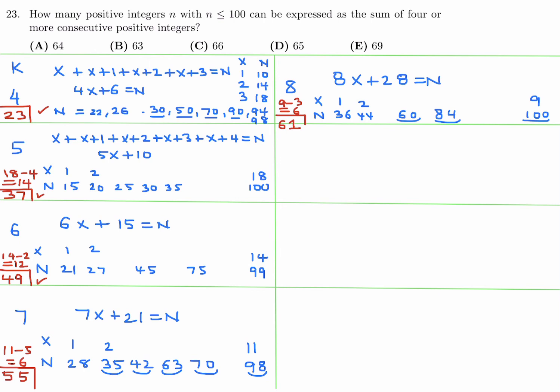Okay, we are getting close. Now for 9, that sum is now 9x plus 36. And then with 9, when you make your list of x and n, when x is 1, it's 45, and then so on. A whole bunch of numbers here, all the way up to 7. When x is 7, it becomes 99. And I'll just write them out: 54, 63, 72, 81, and 90.